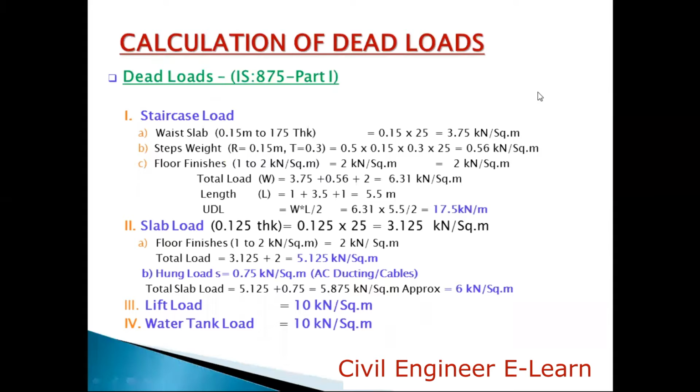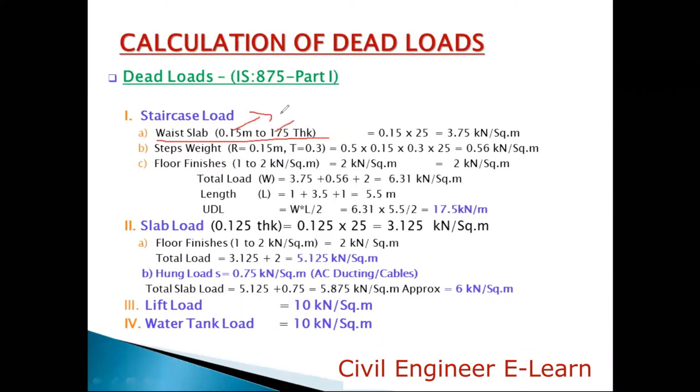And other than these loads, we have to estimate the staircase load also. So usually thickness of the waist slab is around 150 mm to 175 mm. Usually for residential buildings, 150 is sufficient. For commercial buildings, it should usually be 0.175 or 175 mm. And in this case we are considering only 0.15 thickness of the waist slab, whose weight would be around 3.75 kN per square meter.